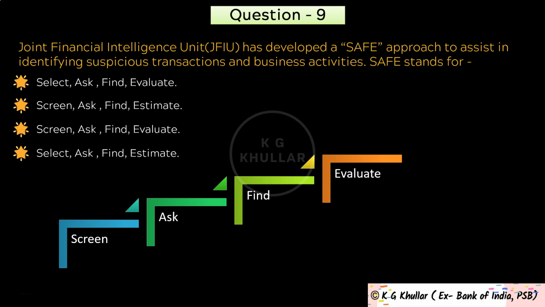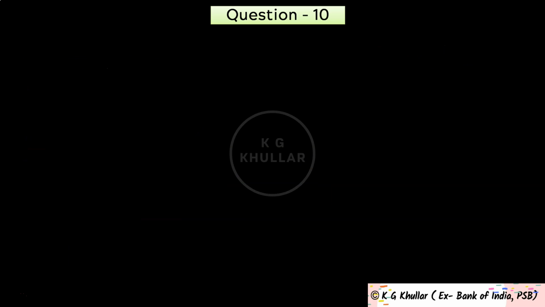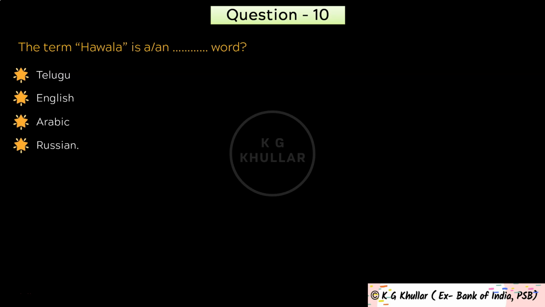And lastly, E stands for evaluate all the above information and decide whether the transaction relating to the customer is genuinely suspicious. So hope by now you can mark the correct answer. The correct answer choice for the given question is option C. The next question is, the term Hawala is a dash word and these answer choices are given to you. Now friends, this is a fact-based question and not much explanation is required here. So please remember that Hawala is basically an Arabic word. So the correct answer for the given question is option C.